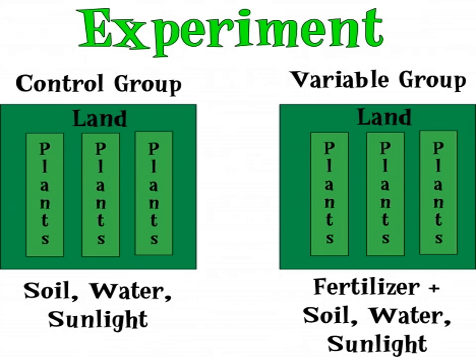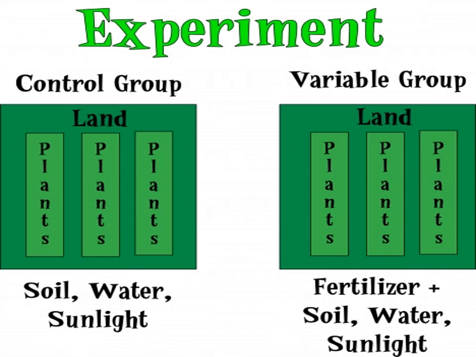I always like to find the constants first. So basically look at the 2 and what do they have in common? Well, they have 3 rows of plants. They each do. And then they each also have soil, water, and sunlight. For purposes of this, we're going to assume that it's the same soil. They're receiving the same amount of water and the same amount of sunlight.